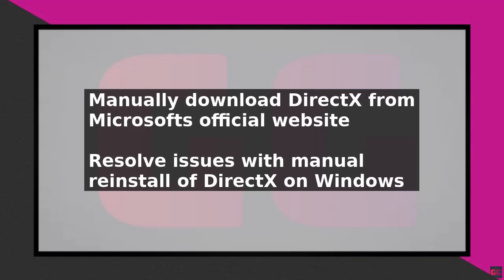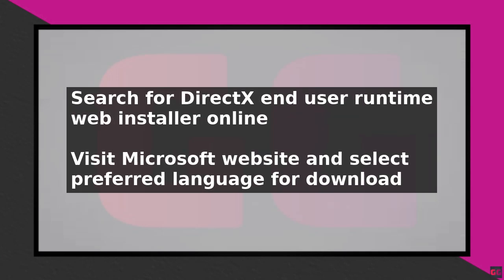To reinstall DirectX 12 on Windows 11, you can manually download and install the standalone installer from Microsoft's official website, which can help resolve any issues you may be experiencing. Windows 11 automatically updates DirectX, but a manual reinstall can be beneficial in certain situations.